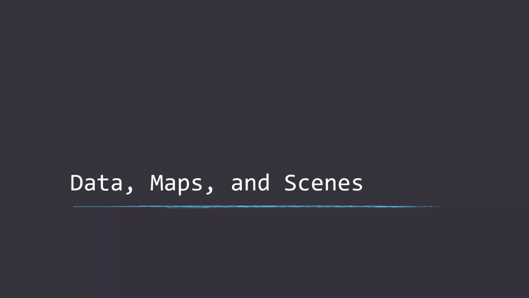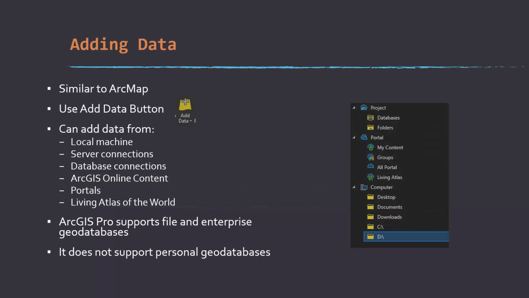Okay, so now we're going to talk a little bit about data, maps, and scenes within the ArcMap or ArcGIS Pro environment. Adding data into a map or project is actually fairly similar to how this was accomplished in ArcMap. There's an Add Data button that allows you to add data from a variety of sources via local folders, servers, connections, and so on and so forth.